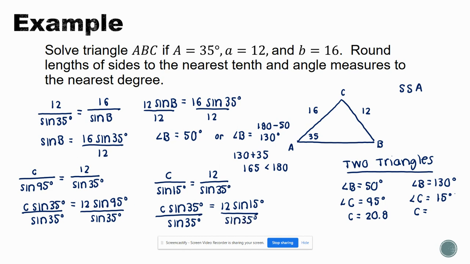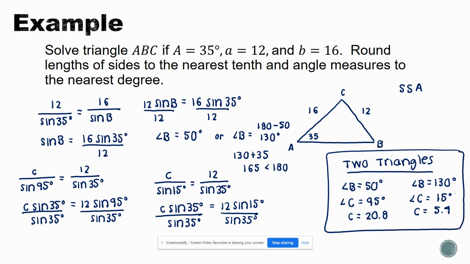Carefully typing that into our calculator and rounding to the nearest tenth, we end up with a side of 5.4. 15 degrees is the smallest angle. That makes sense then that 5.4 is the smallest side. So this gives us all of the answers to both of our triangles because side-side-angle gave us that ambiguous case.